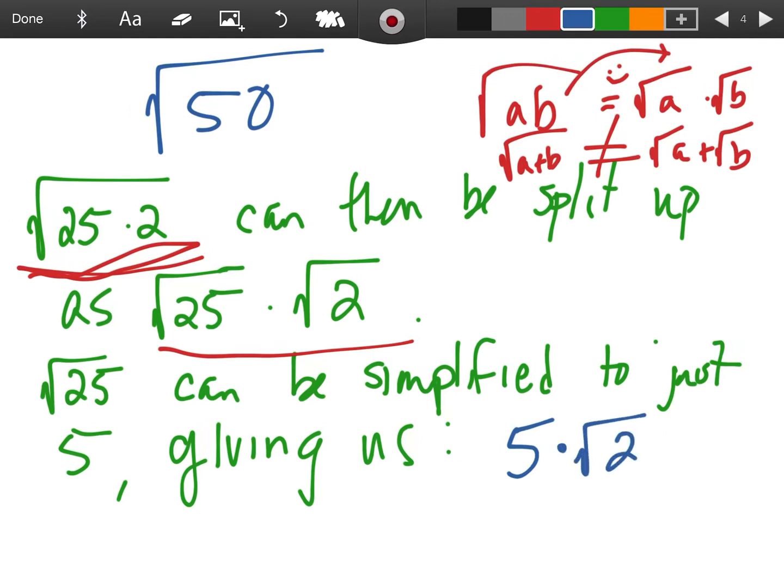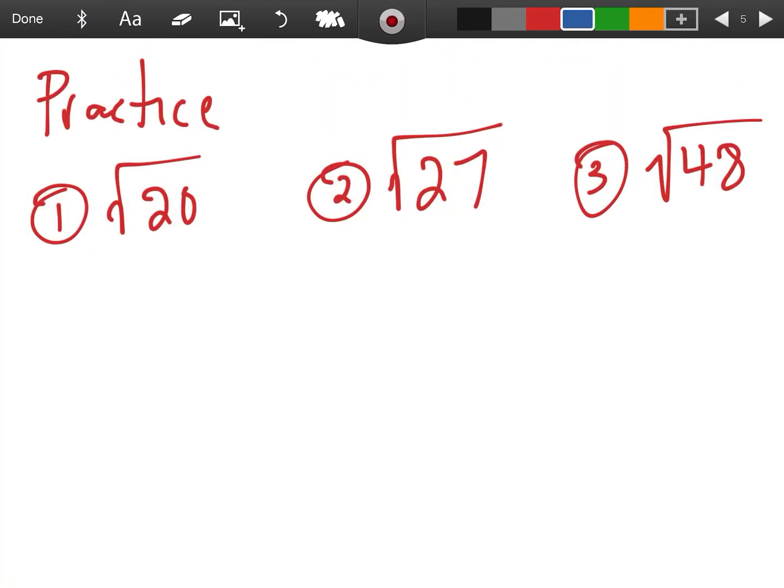Often you won't see it written with this little multiplication symbol right here. Most of the time it's just going to be 5 right next to the radical 2. Again, whenever two numbers are written next to each other like this, that is implying multiplication, 5 times the square root of 2. Let's run a couple of quick practice problems, and then I will send you on your merry way.